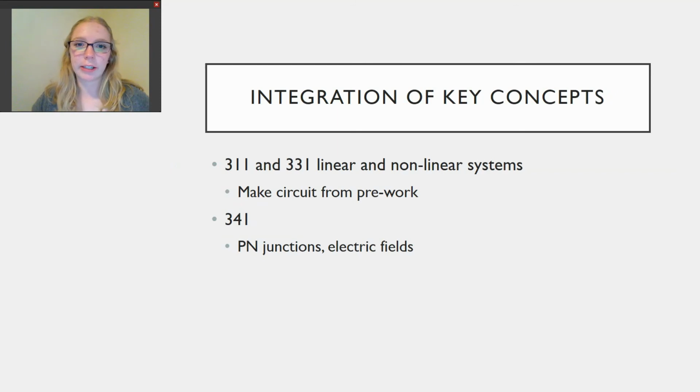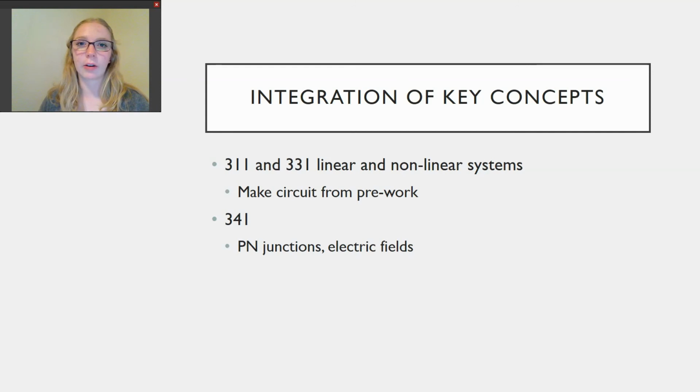So to integrate the key concepts, like I previously said, the linear and nonlinear systems help to make up the circuit from the pre-work that I showed earlier in this presentation. And in 341, like I previously said, I'm not entirely sure how it all is going to come cohesively together at the very end of our junior year, considering right now it just kind of seemed like extra and not a part of the questions in the beginning. But I noticed that PN junctions were important, and PN junctions we learned in 331 at the beginning of the semester.